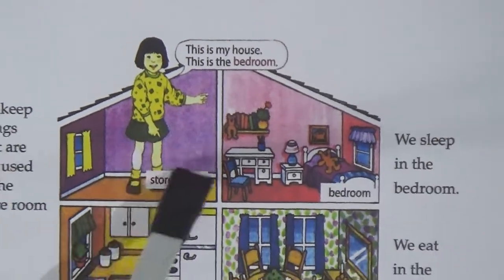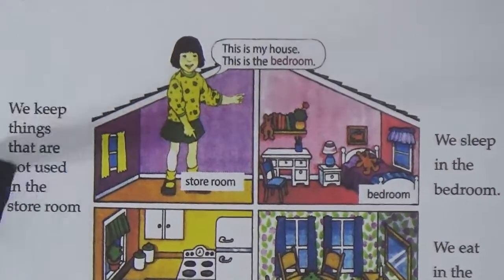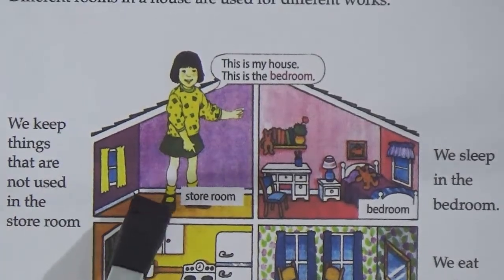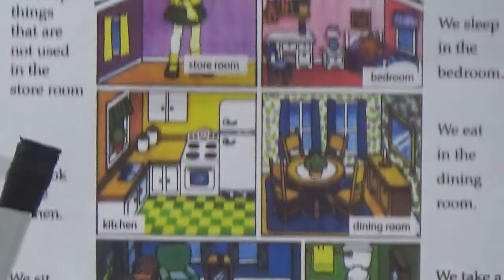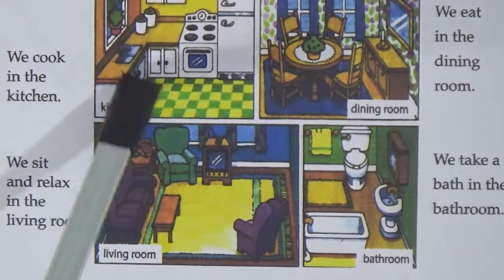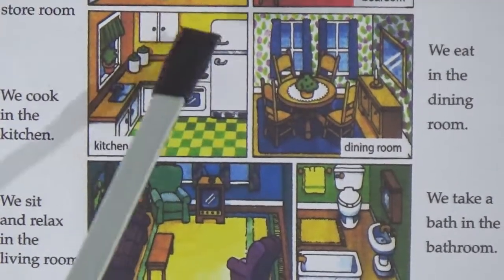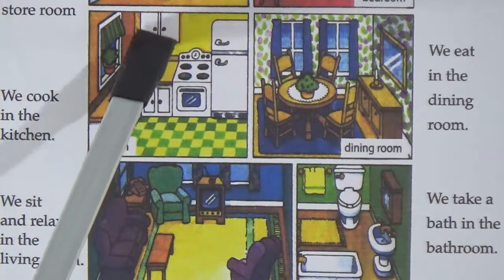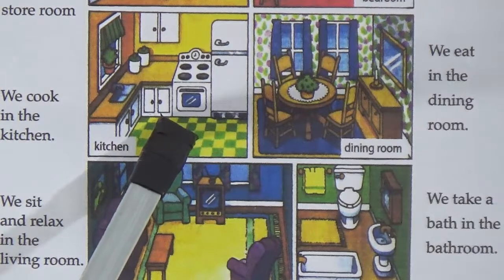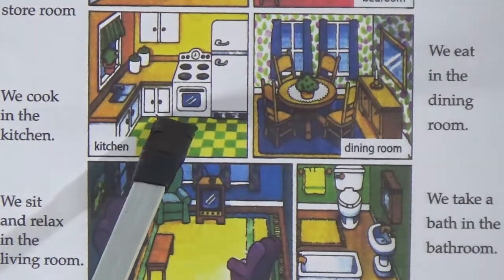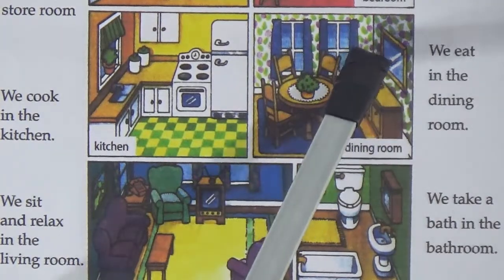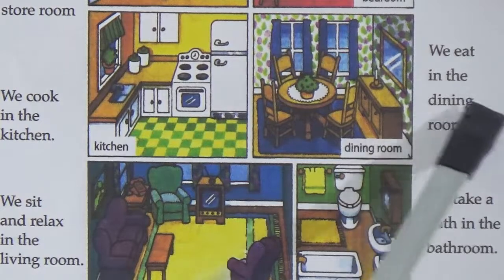Now, this is the storeroom. We keep things that are not used in the storeroom. This is the kitchen. We cook in the kitchen. Look, here your mother used to cook, and this is Mina's house kitchen, and you also have a kitchen in your house where your mother cooks. And this is the dining room. We eat in the dining room.